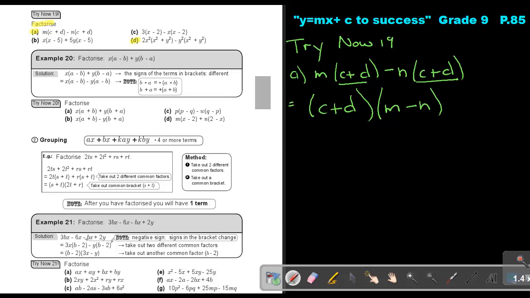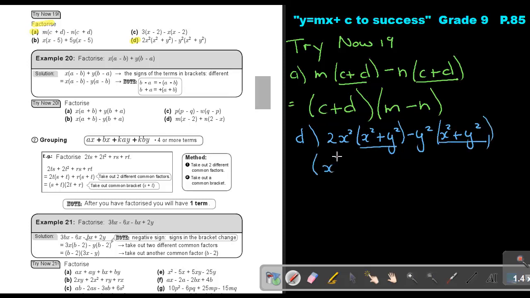And then number D. Okay, so in number D, you're just going to have 2x squared (x squared plus y squared) minus y squared (x squared plus y squared). Now again, look, the brackets are the same. Take it out, so it's x squared plus y squared. If you divide this by this, the bracket cancels and what is left? 2x squared. If you divide this by this, the bracket cancels and what is left? y squared. And that is going to be your final answer.